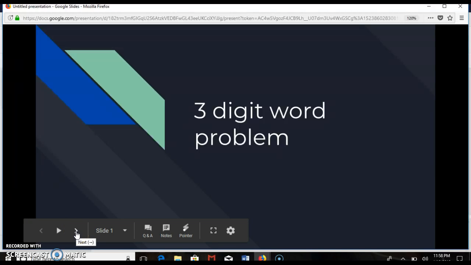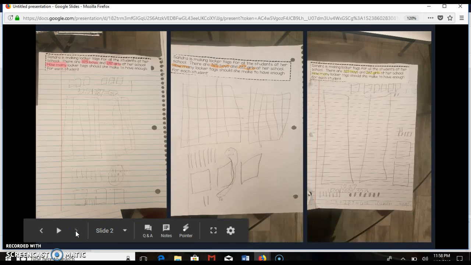So the math work I am analyzing is three-digit word problems, which the students solved using manipulatives. As you can see, they highlighted the numbers and keywords to solve the problem.